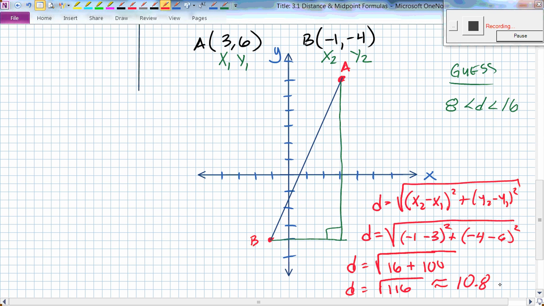10.8 what? Monkeys? 10.8 what? Oh, units. Okay, units. All right, good. 10.8 units. Hey, is that within our reasonable guess? Yes. It sure is. So we are probably on track.